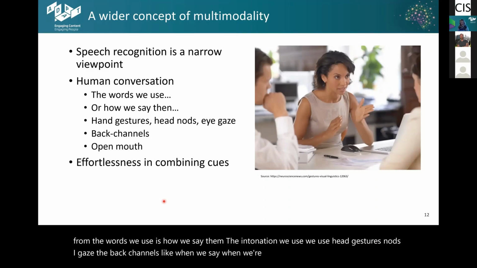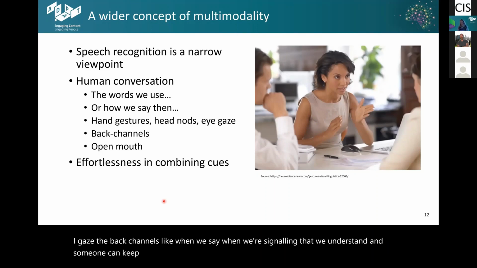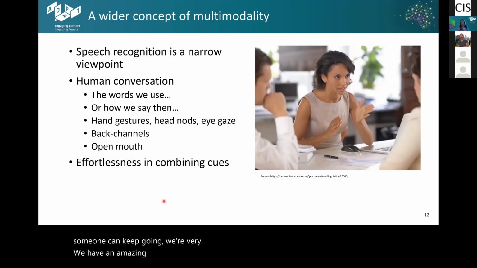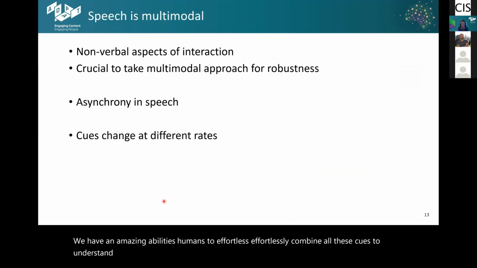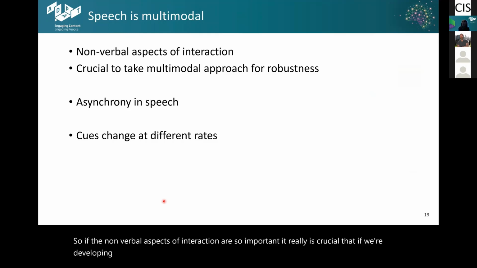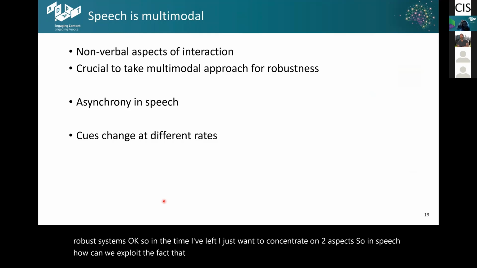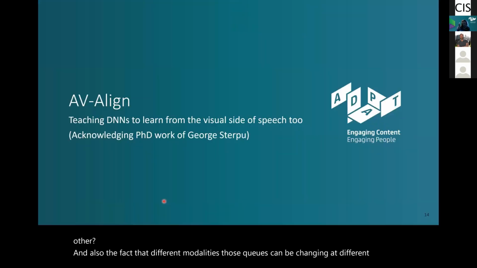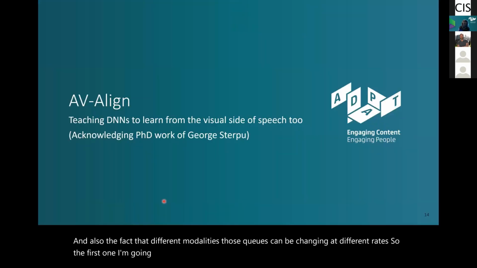So in the time I've left, I just want to concentrate on two aspects. In speech, how can we exploit the fact that the visual and audio modalities have a natural asynchrony, where there's different times where we should be learning from one signal or the other? And also the fact that different modalities, those cues can be changing at different rates, okay? So the first one I'm going to discuss briefly is audiovisual speech recognition. So this idea of using the visual side of speech, so lip reading effectively, to augment speech recognition.